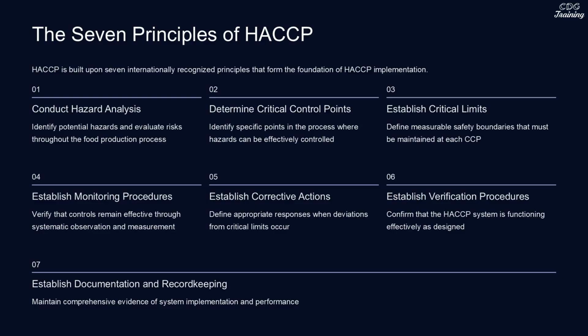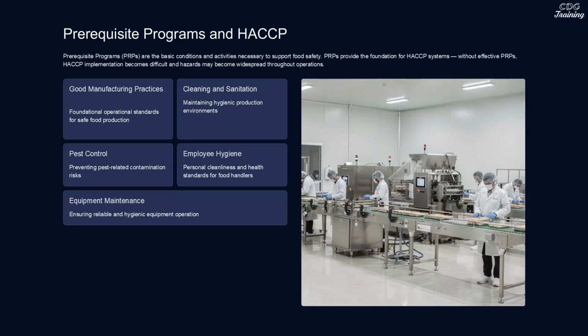The 7 principles of HACCP form the foundation for its implementation. These include conducting hazard analysis, determining critical control points, establishing critical limits, and more, to ensure comprehensive food safety management. Prerequisite programs are essential for supporting food safety. They include good manufacturing practices, cleaning and sanitation, pest control, and equipment maintenance, forming the foundation for effective HACCP systems.